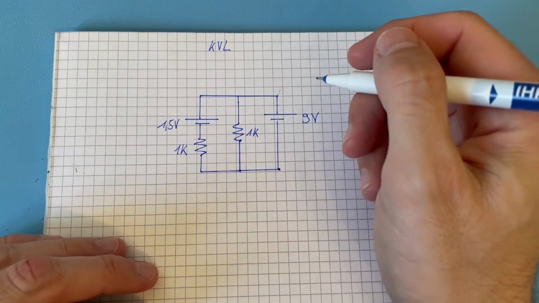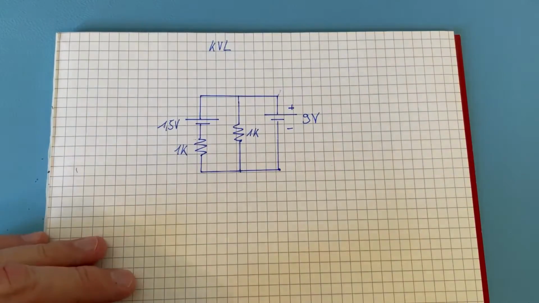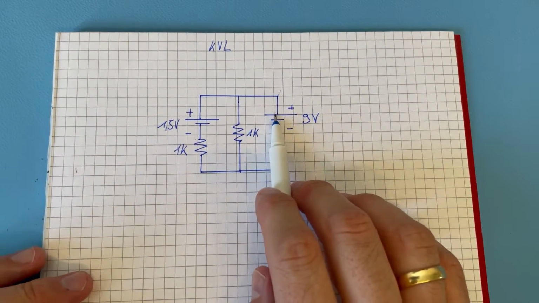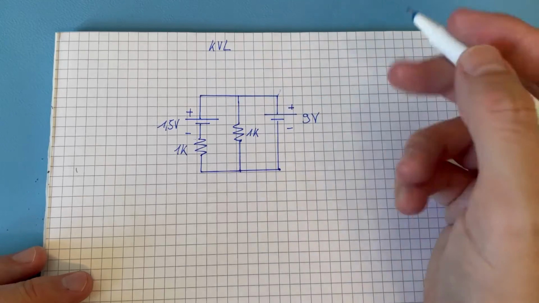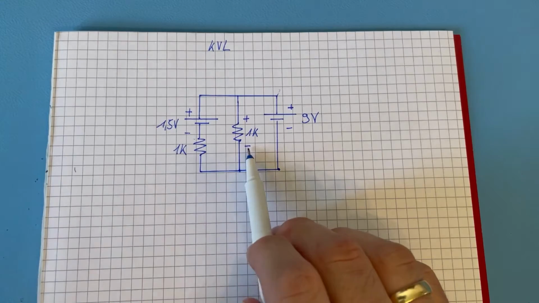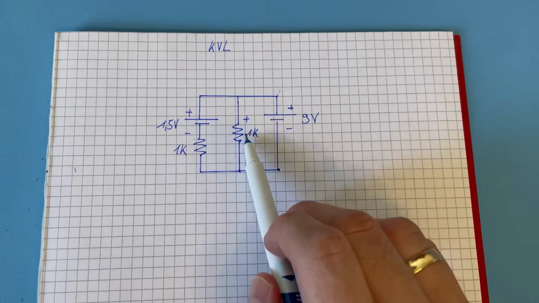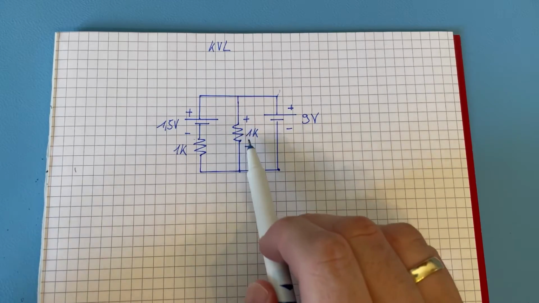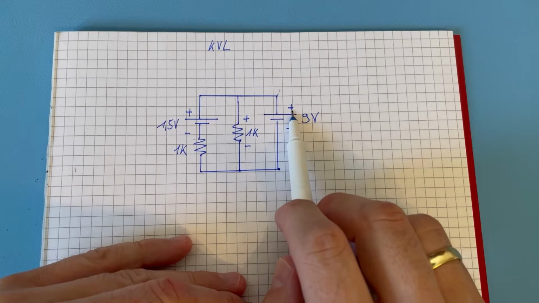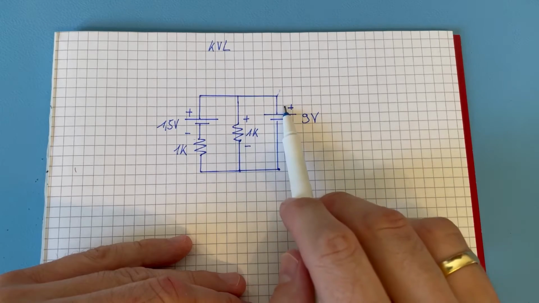Using Kirchhoff's voltage law, the 9-volt battery has plus here and minus here, and this 1.5-volt battery has plus here and minus here. For the voltage drop across this 1K resistor, we say it is positive here, negative here. You can do it arbitrarily, you could also do plus and minus otherwise, but you then have to use it that way in the further steps.